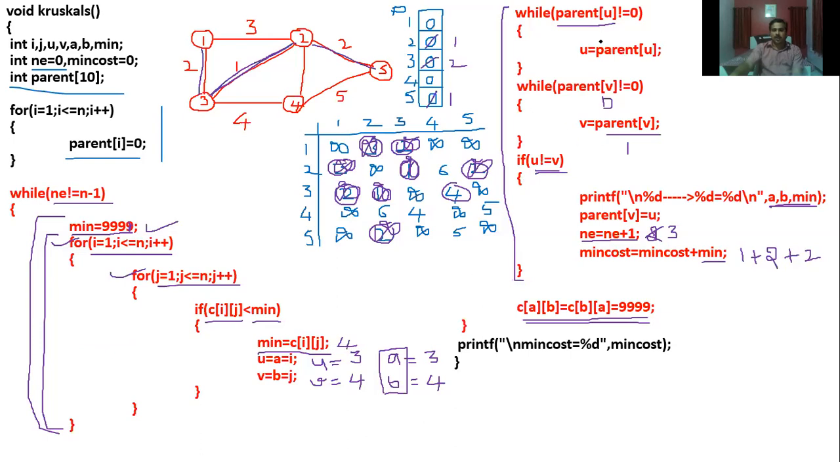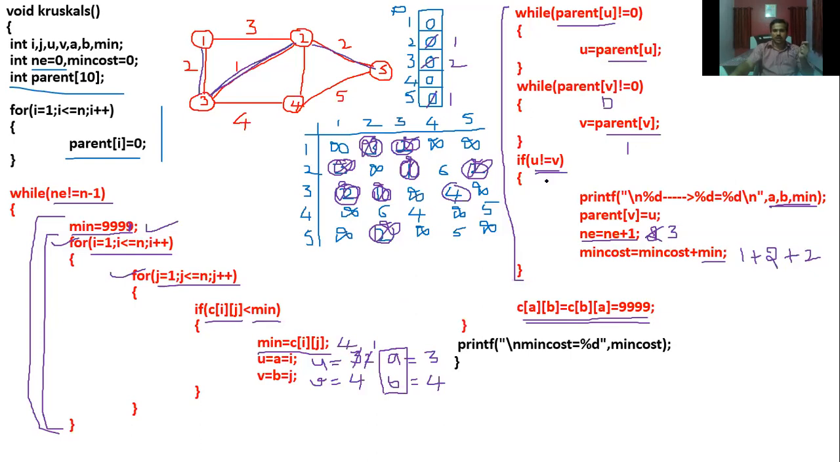Okay? Parent of 3 is 2, not equal to 0. This 2 is going to be assigned to your u. Parent of 2 is 1, not equal to 0. So it should keep on changing here. U will be parent of 3, that is 2, and parent of 2 is 1. Parent of 1 not equal to 0 comes out. Next, with respect to v, parent of 4 not equal to 0 doesn't hold good, comes out.